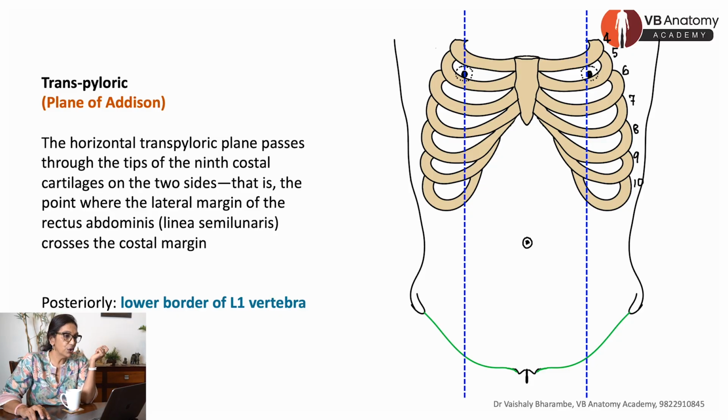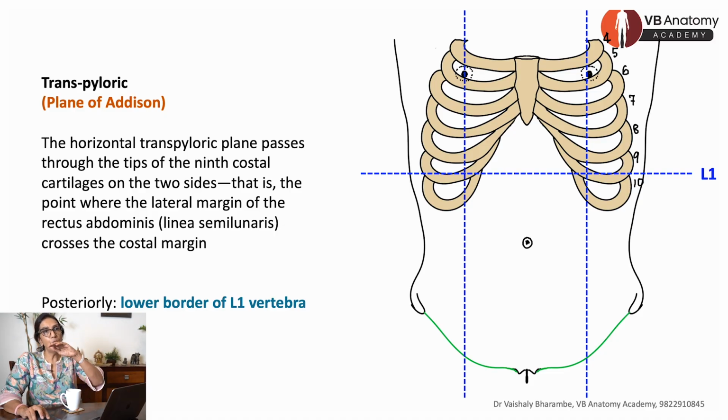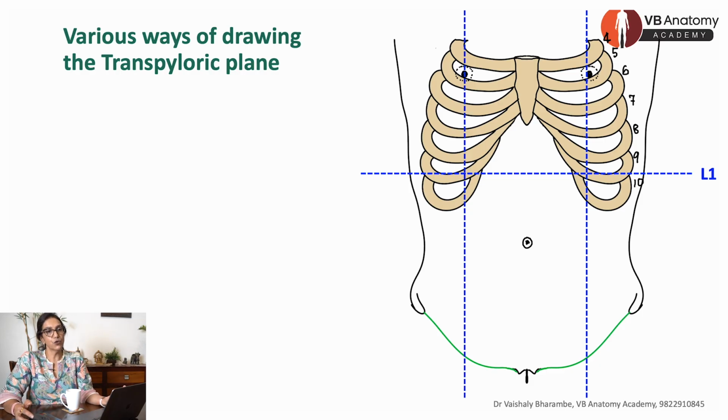Focus. How do you draw the transpyloric plane? It's a horizontal plane that passes through the lower border of L1 vertebra, drawn through the tips of the 9th costal cartilage, at a point where the linea semilunaris meets the costal margin. Okay. Various ways of drawing it.